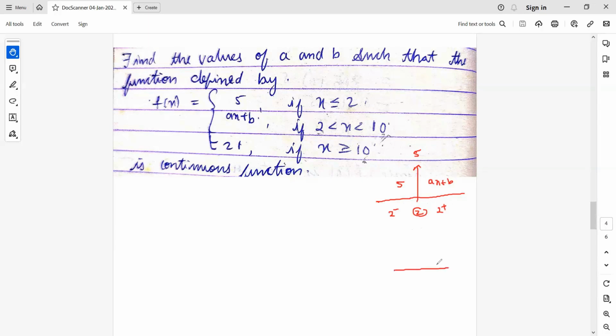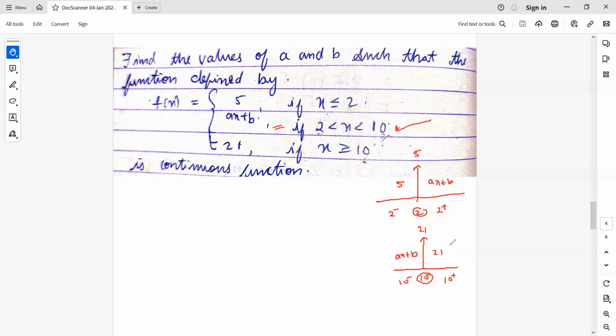Similarly, the function is also defined at the point 10. So 10, less than 10, and then 10 plus. When it is less than 10, the value of the function is again ax plus b. Over here, you can see they have defined it. When it is greater than 10, it is equal to 21, and at 10 also it is equal to 21.